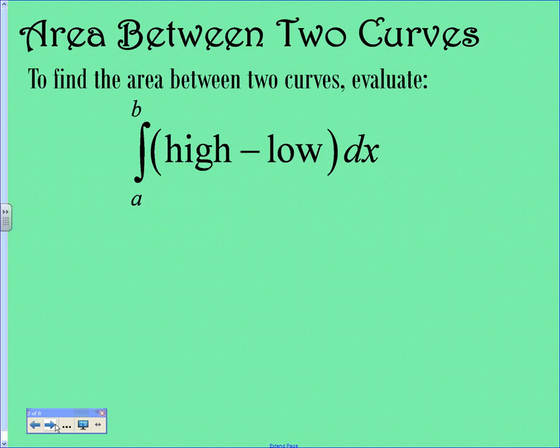In order to find the area between two curves, you are going to evaluate your integral using the graphing calculator. You are going to evaluate the integral from your endpoints. You are going to take the function that is on the top, the highest function, and subtract the one that is below it. You're going to take your highest function and subtract your lowest function.